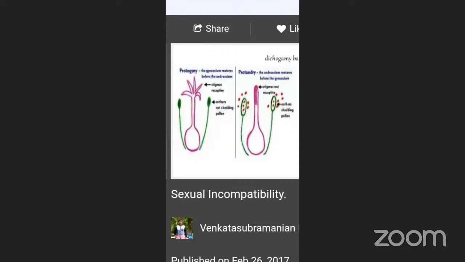Here, the mechanism of self-incompatibility is quite complex and is poorly understood. The various phenomena observed in self-incompatibility are grouped into three categories. The first one is pollen stigma interaction, the second is pollen tube style interaction, and the third one is pollen tube ovule interaction. The first one is pollen stigma interaction.